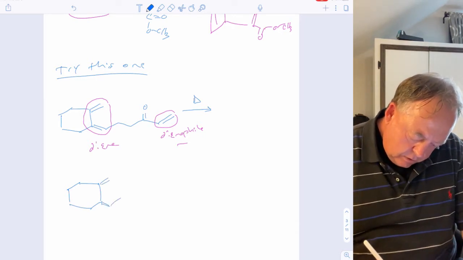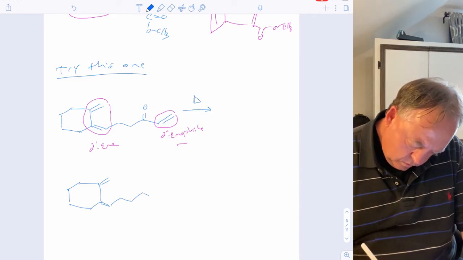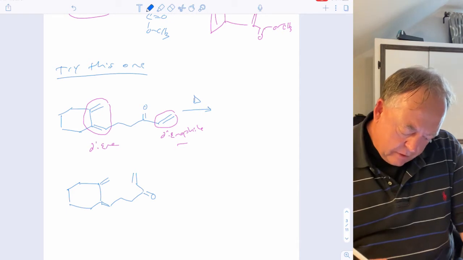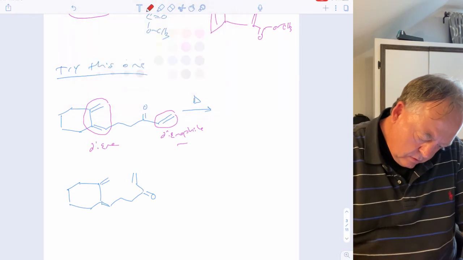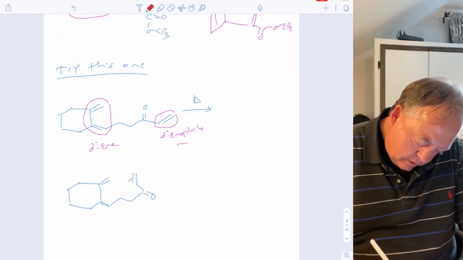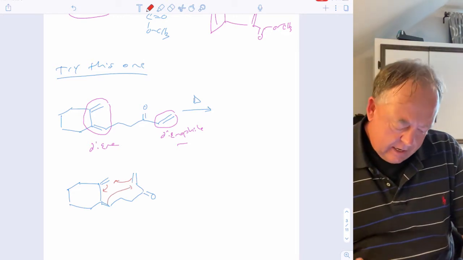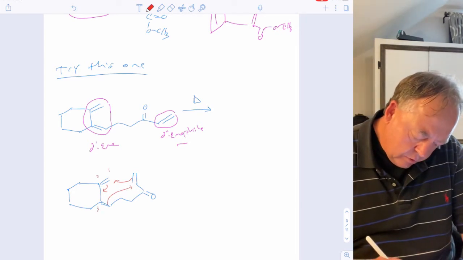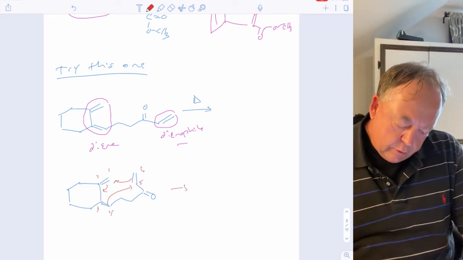Okay, so let's see, 1, 2, 3. So that's the same molecule, right? But now we've aligned up the alkene with the diene. So this goes there, that goes there, this goes here. So we're going to make a ring. And again, anytime you make a ring in organic chemistry, it can be useful to number that ring. So let's call that 1, 2, 3, 4, 5, 6. So we're going to have two 6-membered rings fused to each other.